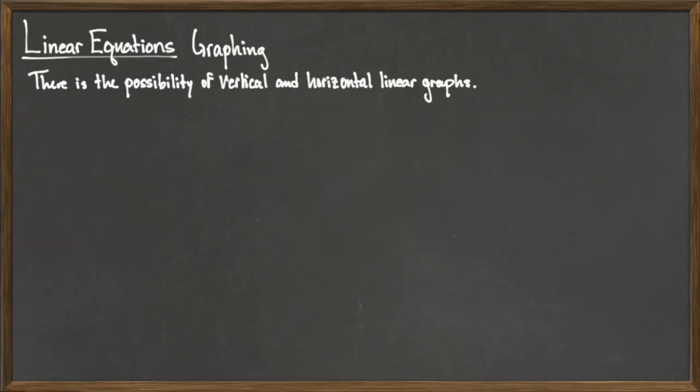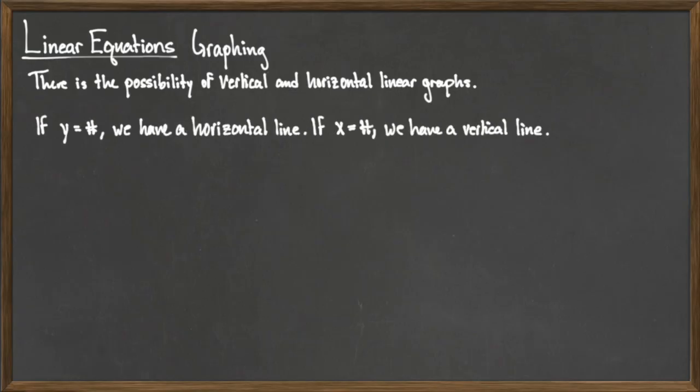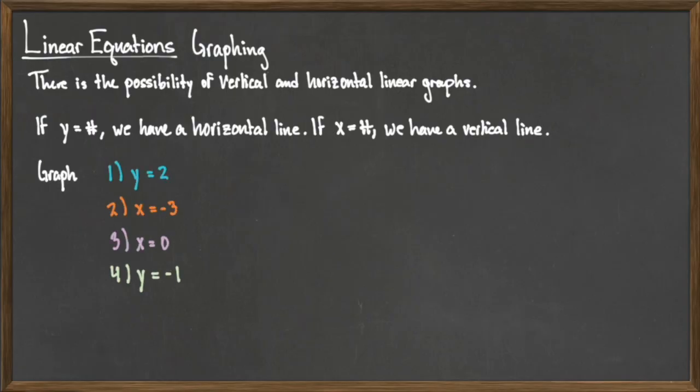So, there are possibilities of this. Basically, if our equation reduces to y equals some number with no x value, then I have a horizontal line at that y value. Likewise, if my linear equation reduces to x equals some number without a y value, then I have a vertical line at that x value. So here we're going to graph 4 linear equations that are either horizontal or vertical lines: y equals 2, x equals minus 3, x equals 0, and y equals negative 1.